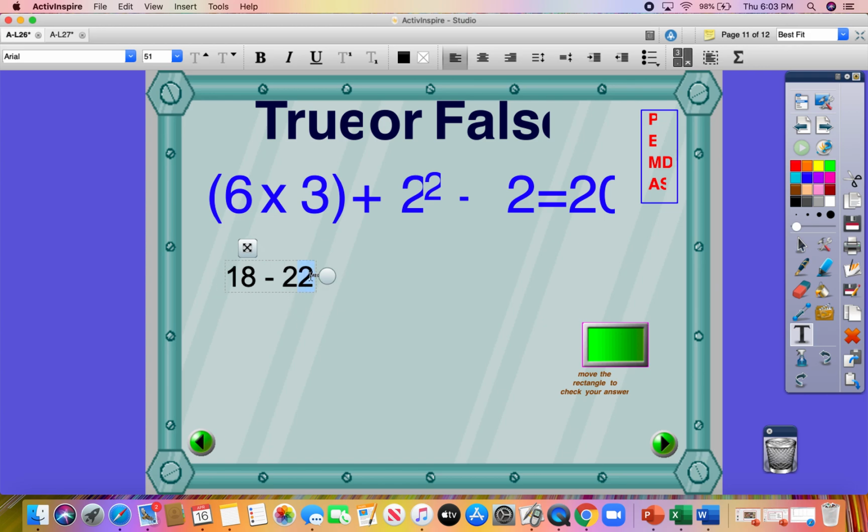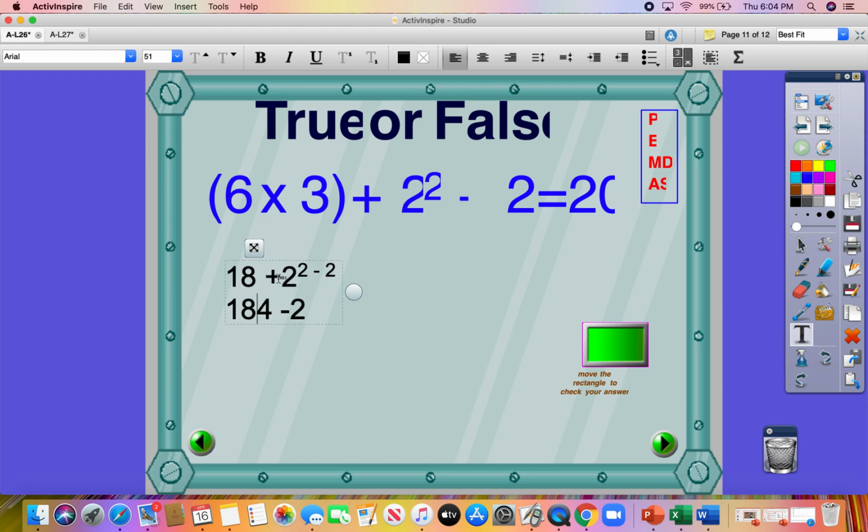Oh, goodness, I messed it up. Okay. 2 squared minus 2. All right, so what is 2 squared? 2 times 2 is 4. 18 minus 4 minus 2. Oh, this is supposed to be plus. Oh, my goodness, y'all. Thank goodness.